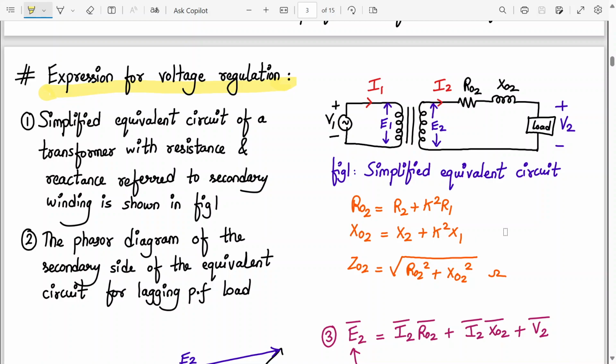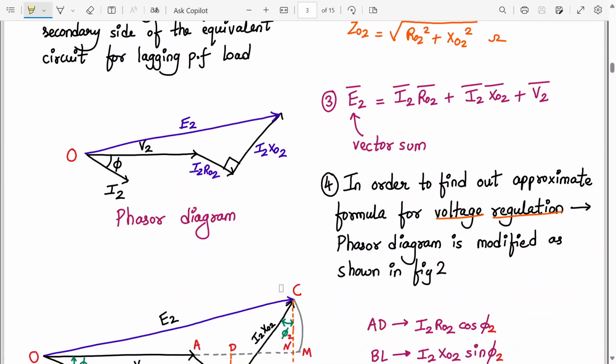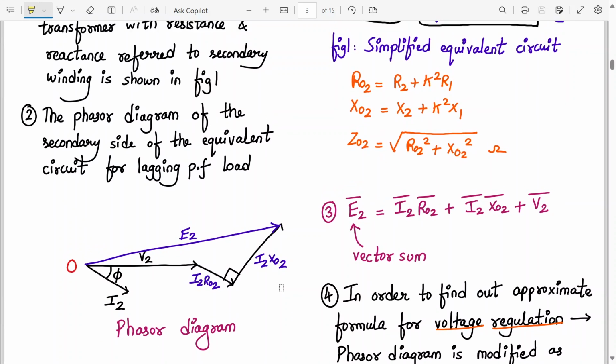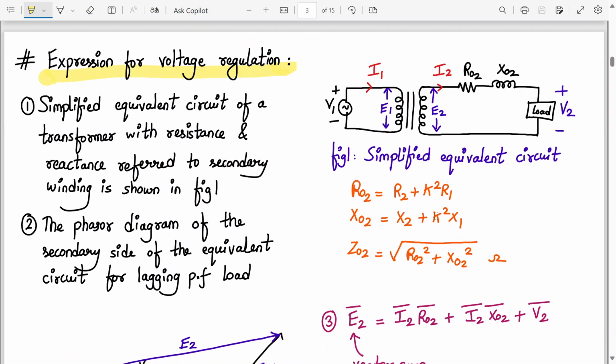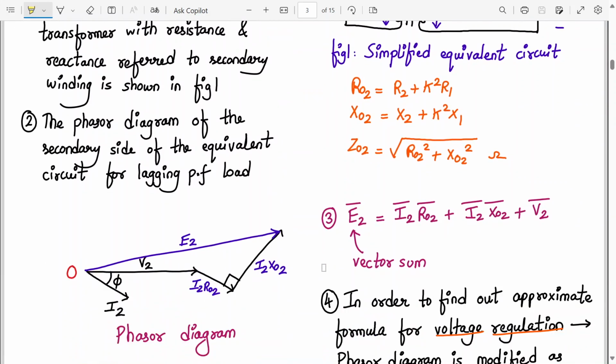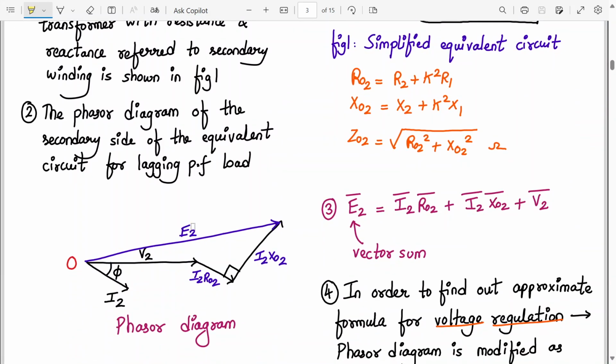Now the phasor diagram of the secondary side of the equivalent circuit for lagging power factor is given as follows. You can draw it on your own. Here E2 is I2 R02, I2 X02 plus V2. So that is what we have drawn over here. E2 will be equal to V2 plus I2 R02 plus I2 X02. We have seen this before. And E2 and V2 have a phase angle phi between them because it is a lagging power factor.